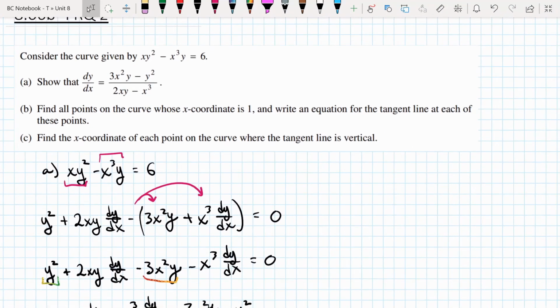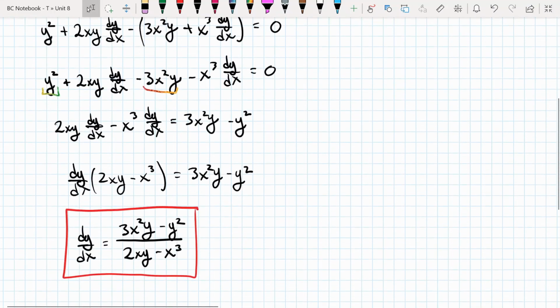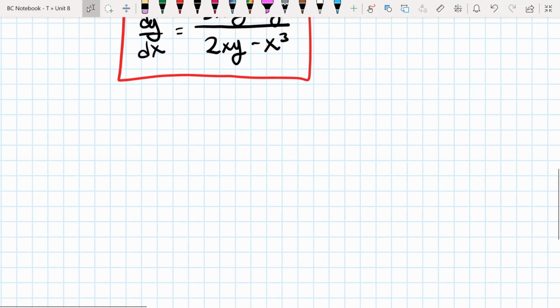Letter B wants us to find all points on the curve whose x coordinate is 1, and then write an equation of the tangent line at each of these points. Okay, so if we want to determine the coordinate points where the x value is 1, let's take the original function and plug in 1 for x. I'll do that down here. So here's our original function, not the derivative, just the original. And what we're going to do is plug in 1 for x.